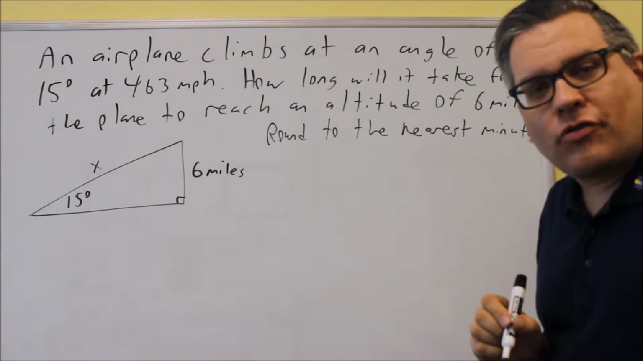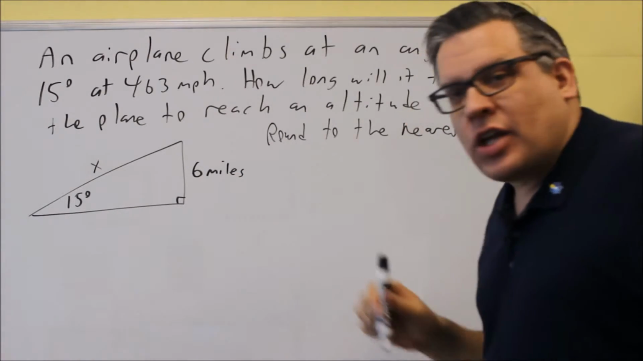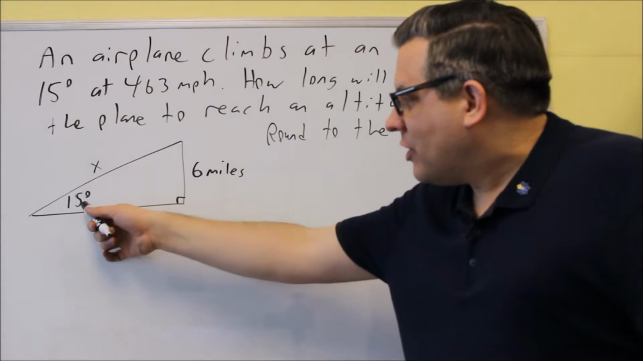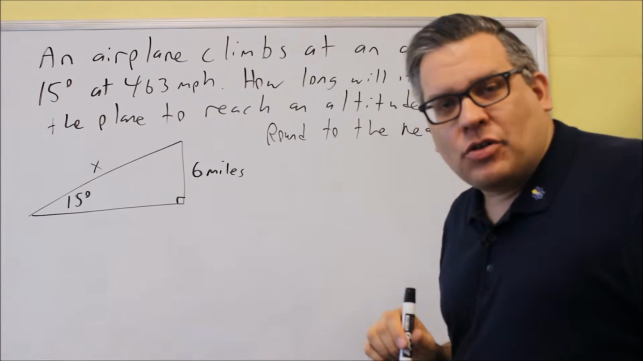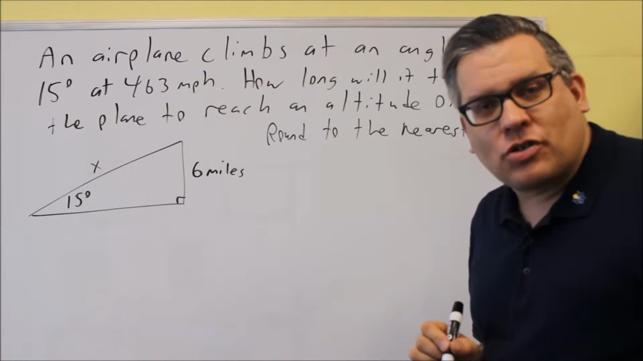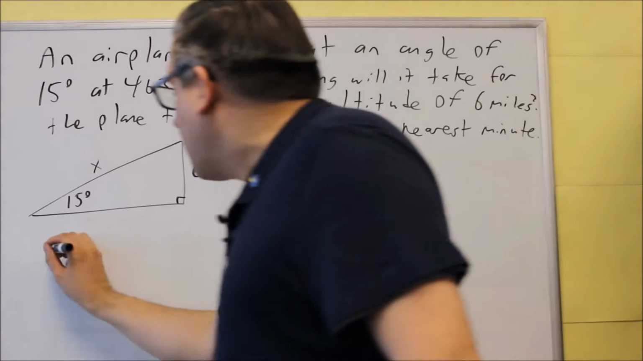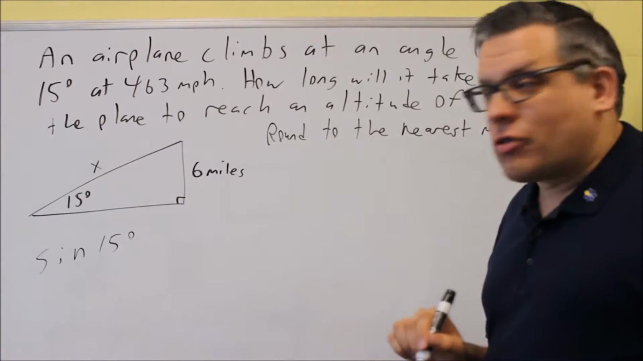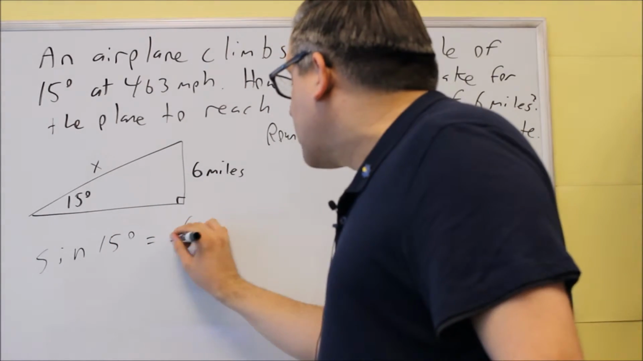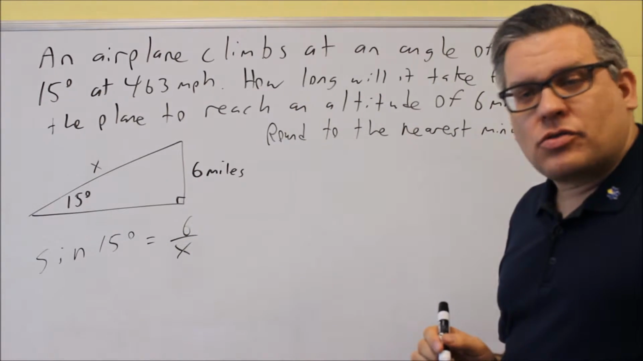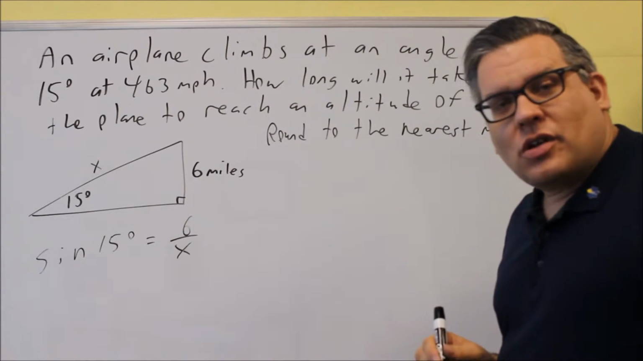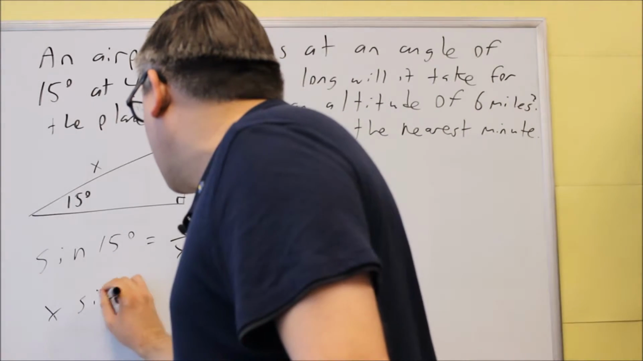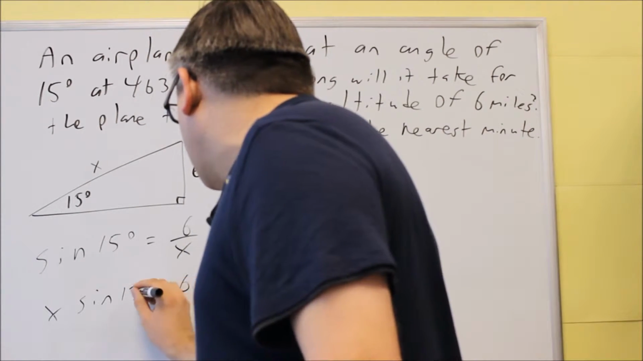And we want to pick a trig function that relates the side that we're given to a side that we're trying to find. In this case, we have an opposite and a hypotenuse. So if I think about our trig definitions we've talked about before, the one that we're going to pick here is going to be sine. So sine of 15 degrees is going to equal opposite over hypotenuse, so 6 over x. I want to cross multiply, solve for x. So I get x sine 15 degrees equals 6.